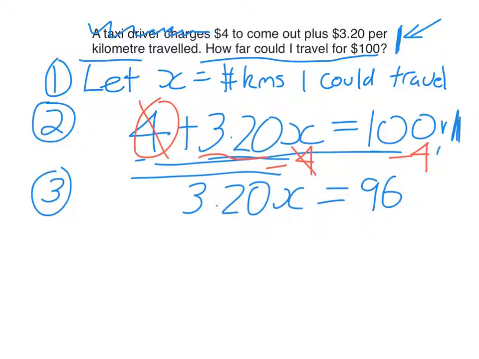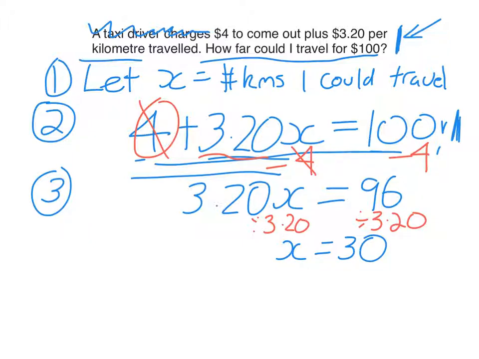So now, as I said before, yes, there's a decimal here, but we don't treat it any differently. This is $3.20 times x. So we undo timesing by dividing. So we're going to divide each side by $3.20. And you can use your calculator for that. You should get the answer x equals 30, right?